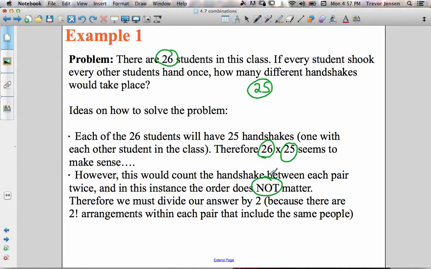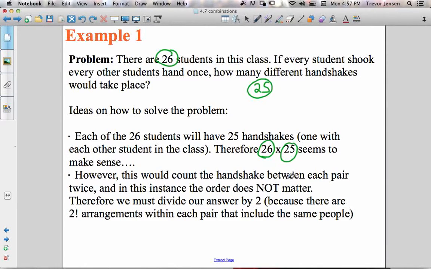So this is different than permutations. Therefore, we have to divide our answer by 2 because we counted every handshake twice when it should have only been counted once. Another way to think of it: we're forming groups of 2 in the class.